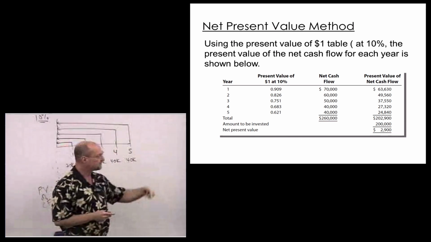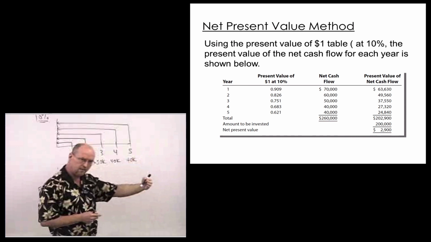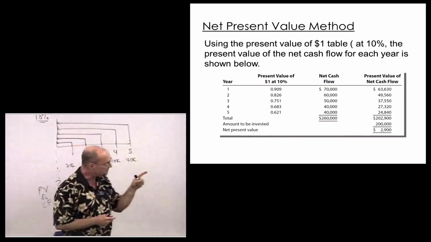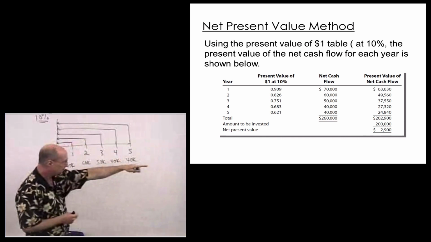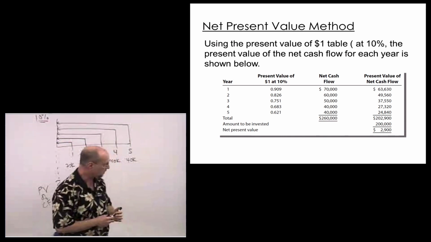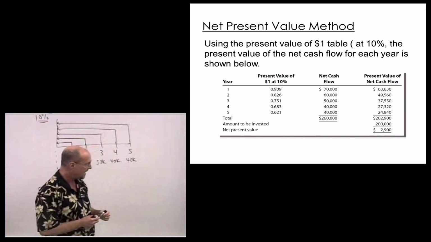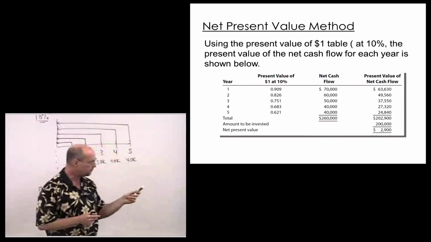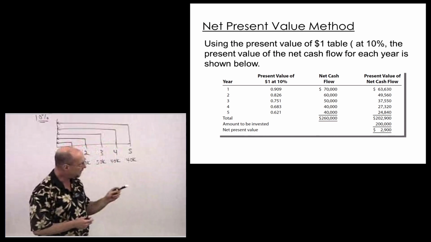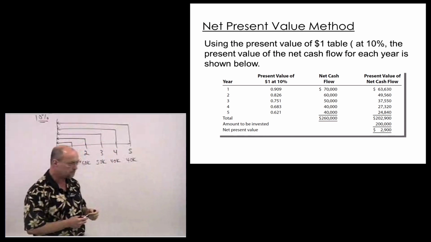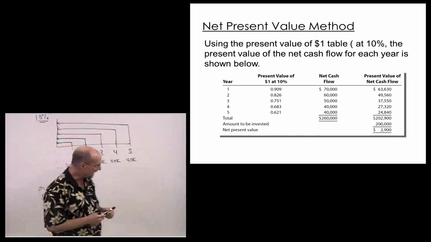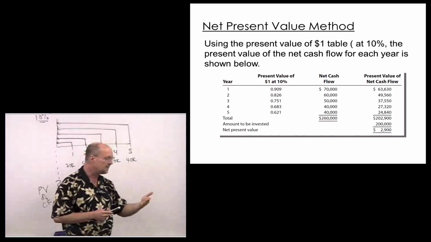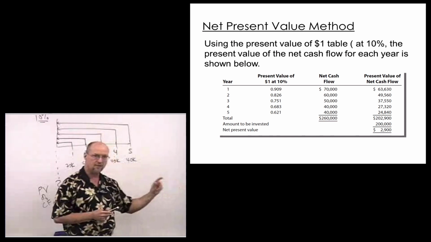And I got to bring these back to their present value. The way I do that is I go to my table, the 10% column, and rows 1, 2, 3, 4, and 5, I multiply, and the present value of these cash flows is 63,630, 49,560, etc. I add up all 5 years of discounted cash flows. It comes to 202,900. And I compare that to the cost of the investment. The cost of the investment was $200,000, so I subtract the cost of the investment from the present value of all my cash flows, and that gives me the net present value. That's your formula right there.